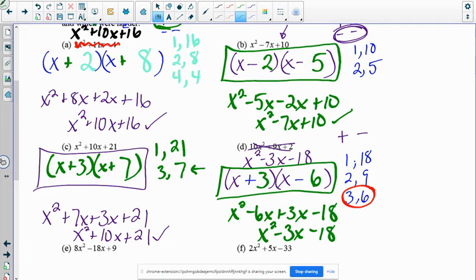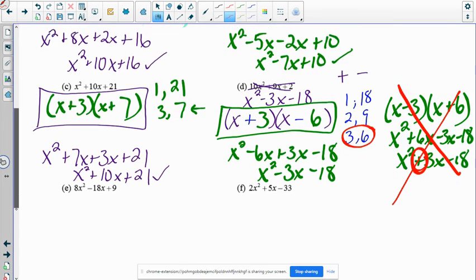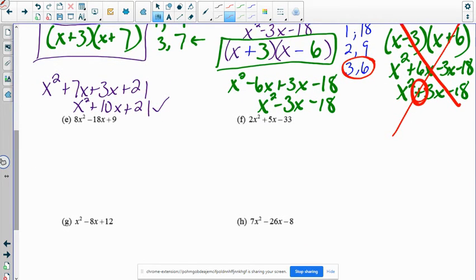All right, and I'm going to show you what would have happened if I had put the signs with the opposite numbers. So this is what would happen if I put the numbers in the other order. It looks almost the same, except this number isn't correct. So therefore, that would have given me a wrong answer. Very important that we're putting the right numbers with the right signs.